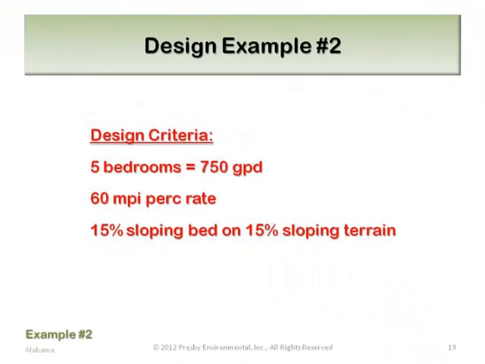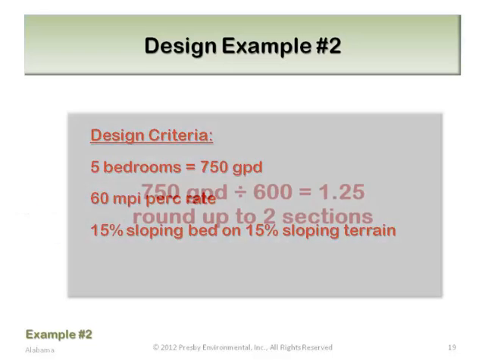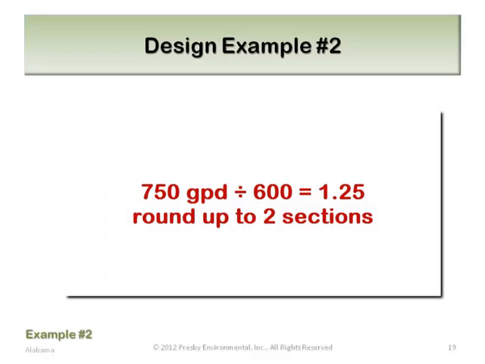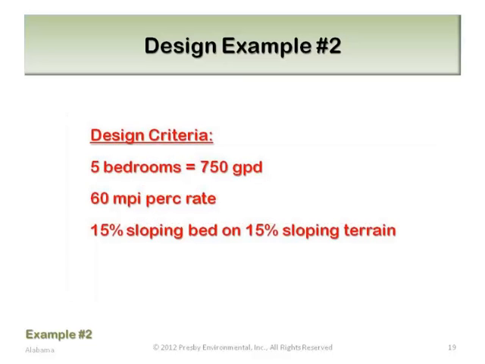Let's work through another example. This time, we'll use a daily design flow of 5 bedrooms, which is equal to 750 gallons per day. We have soils with a perk rate of 60 minutes per inch, and this site has a terrain slope of 15%, so we'll match that with a 15% system slope if Table B allows. Because our daily design flow exceeds 600 gallons per day, we will need at least 2 serial sections. Now that we have a design criteria, let's work through the process.